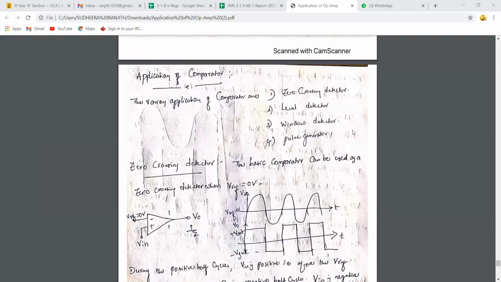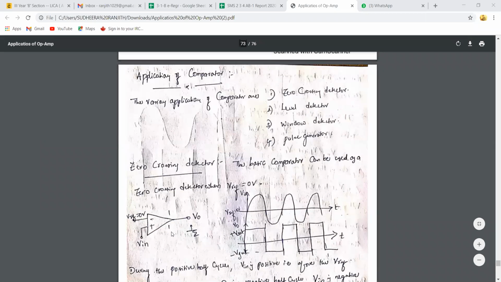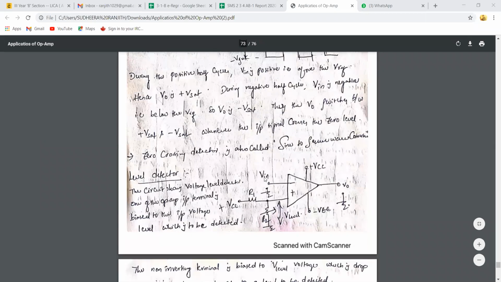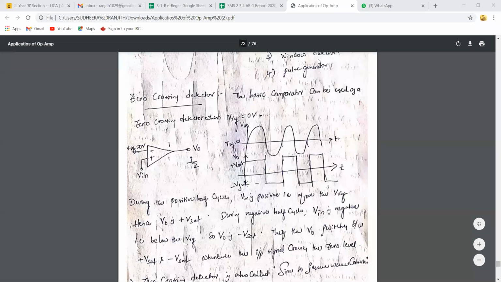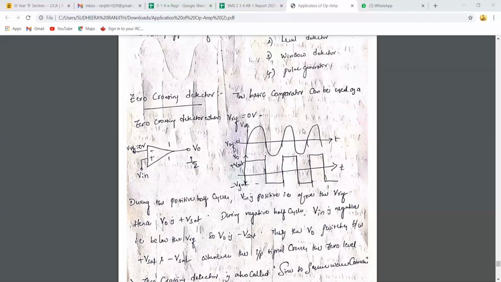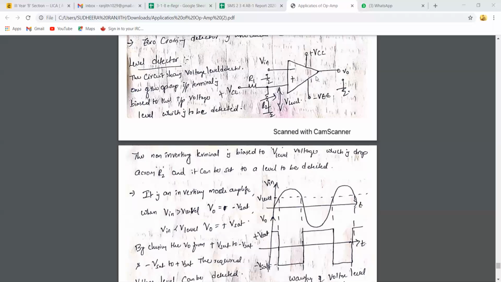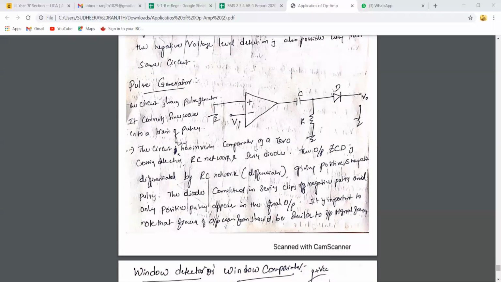So these are the applications of comparator. First one, zero crossing detector, which is a basic comparator circuit. Next, level detector, by doing some modifications like the trip point circuit we have used here. Third one is window detector. For this, we use two comparator circuits, two diodes and one transistor. And the last one is pulse generator. For this application, we use a comparator, a differentiator, and a diode. Is it clear, all of you?